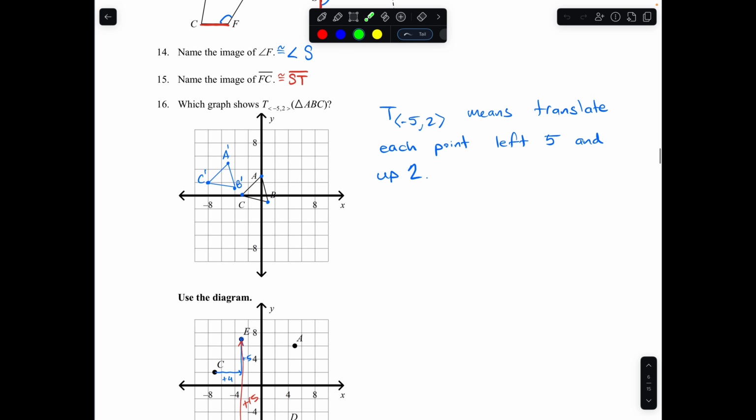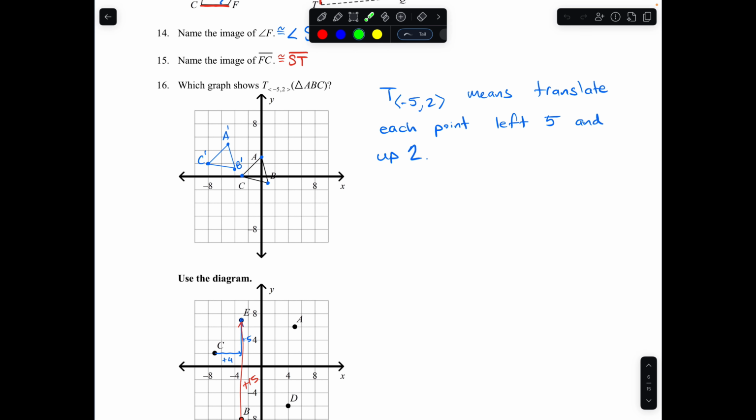All right, number 16, we're given triangle ABC. Be careful with how it's scaled. A is at the point 0, 3 because each box is scaled by 2s, right? Because that's how we get 2, 4, 6, 8, and -2, -4, -6, -8.